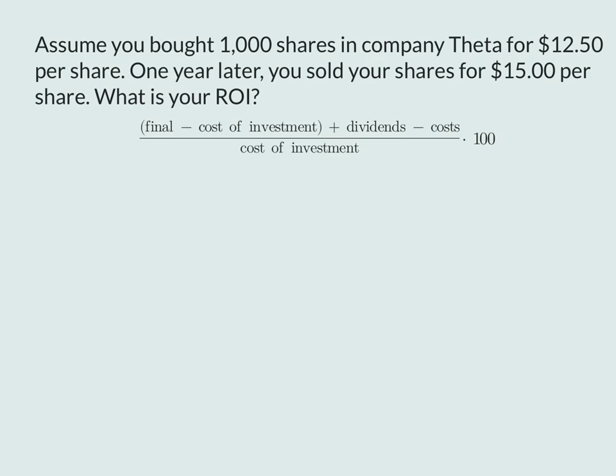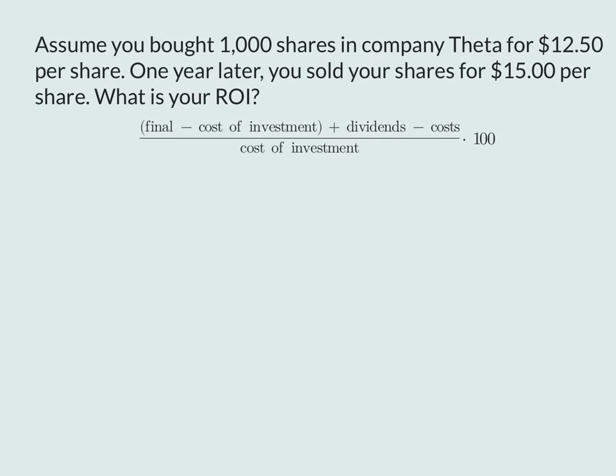The formula for the ROI is the final minus the cost of the investment plus any dividends and then minus any costs associated with the investment, divided by the original cost of the investment, times 100. This is similar to the percent of increase or decrease formula.